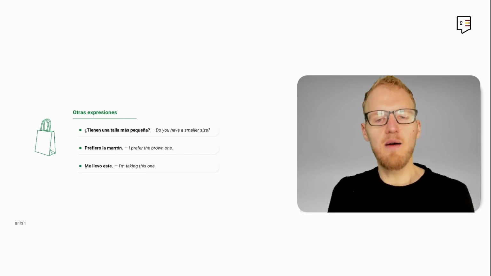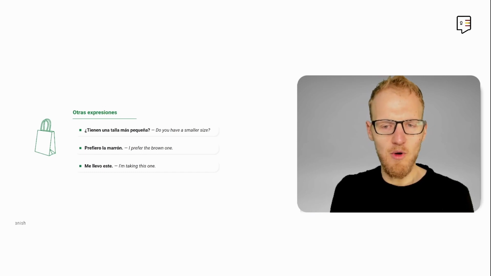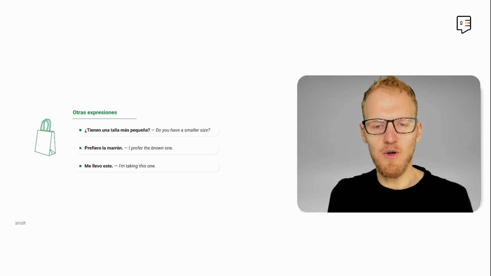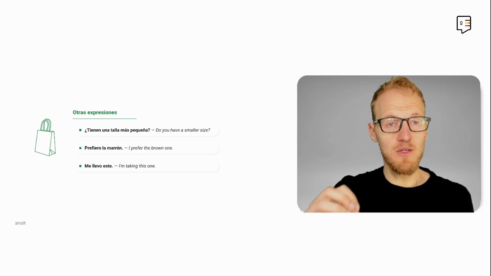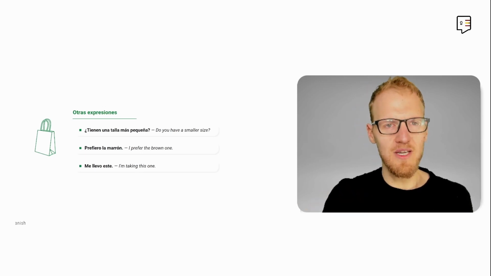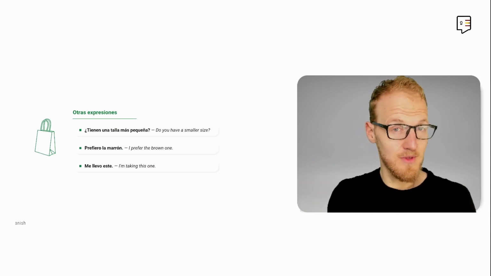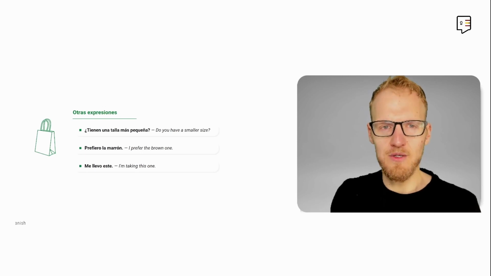And me llevo something. Me llevo este, I'm taking this one. So the verb llevar is useful for saying what you want to take with you, what you are choosing to buy. So me llevo este, me llevo la chaqueta, me llevo el perfume. It's the way where you decide what to get with you.